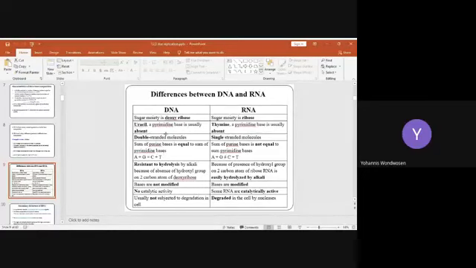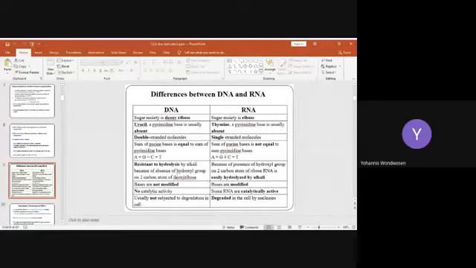When we see the DNA, uracil, a pyrimidine base, is usually absent, however, it's present in the RNA. DNA is double-stranded, while RNA is single-stranded. The sum of purine bases is equal to the sum of pyrimidine bases in the DNA, while in the RNA, the sum of purine bases is not equal to the sum of pyrimidine bases. So those are also differences.